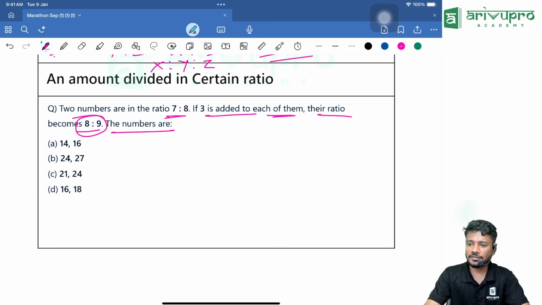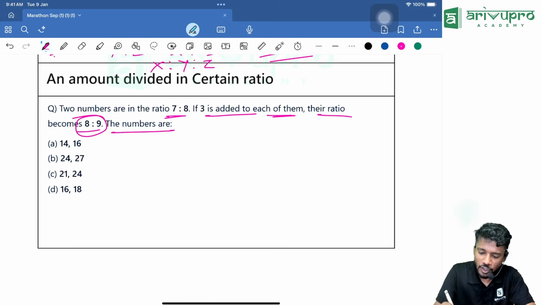How will you find this? The easiest method is option hitting. Always go for option hitting. We will check. Two numbers are in the ratio 7:8. If 3 is added to them, their ratio becomes 8:9. What are those numbers? We will check which numbers have the ratio 7:8.